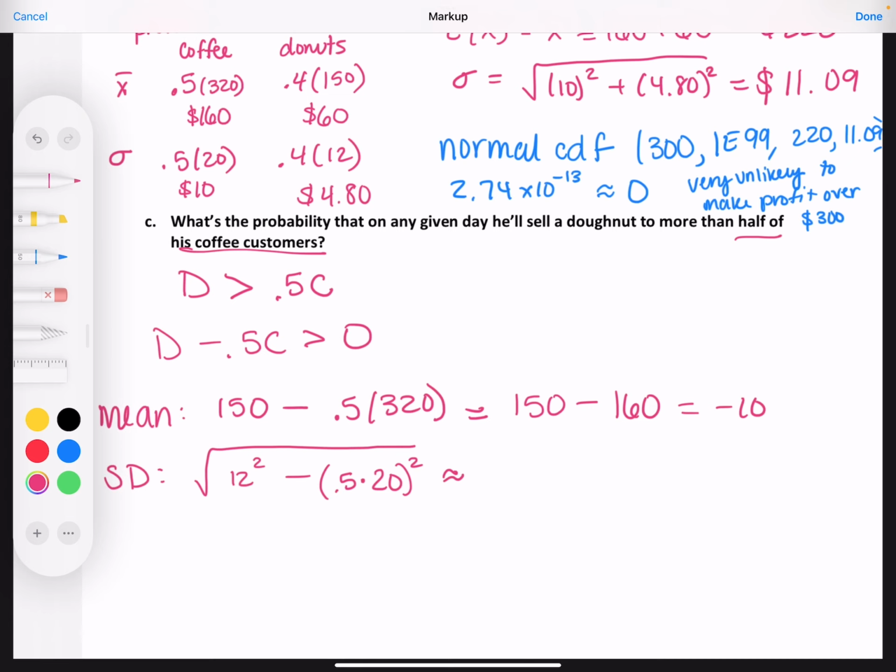Wow, this one's tripping my brain up. Why is it times 20? Because that's the standard deviation for coffee.